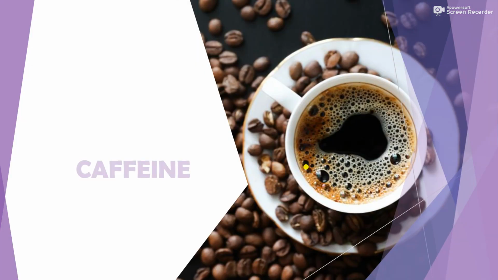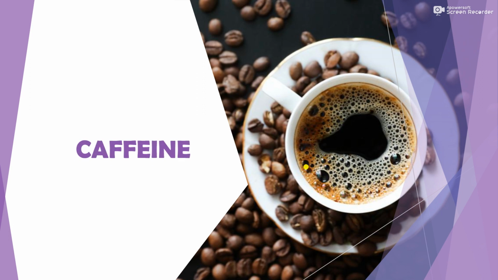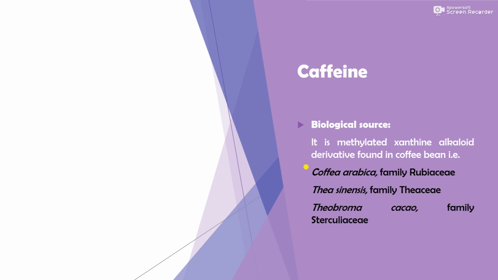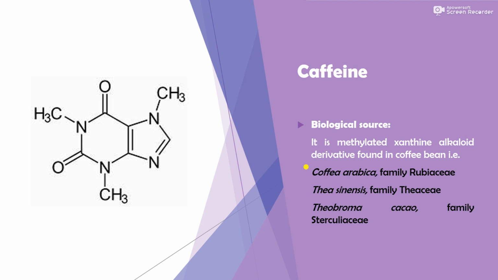Next drug is coffee, that is, from coffee or tea we isolate caffeine. Caffeine is a methylated xanthine alkaloid derivative found in coffee bean. The sources are Coffea arabica, family Rubiaceae; Thea sinensis, family Theaceae; Theobroma cacao, family Sterculiaceae. So these are the biological sources from where caffeine is isolated. Mainly it is derived from the coffee beans. And this is the structure of caffeine.